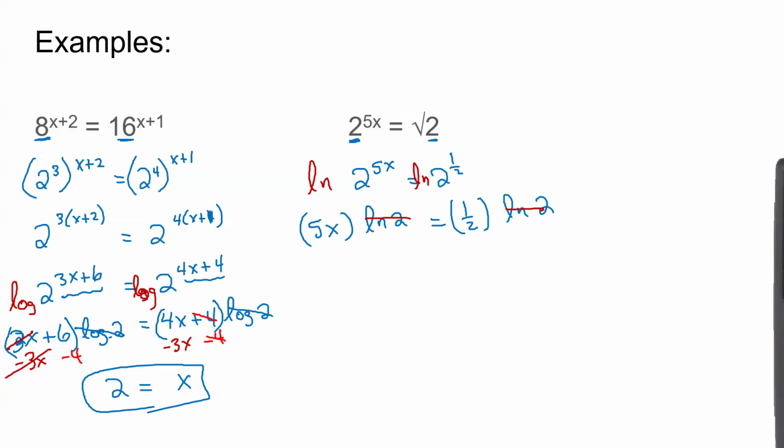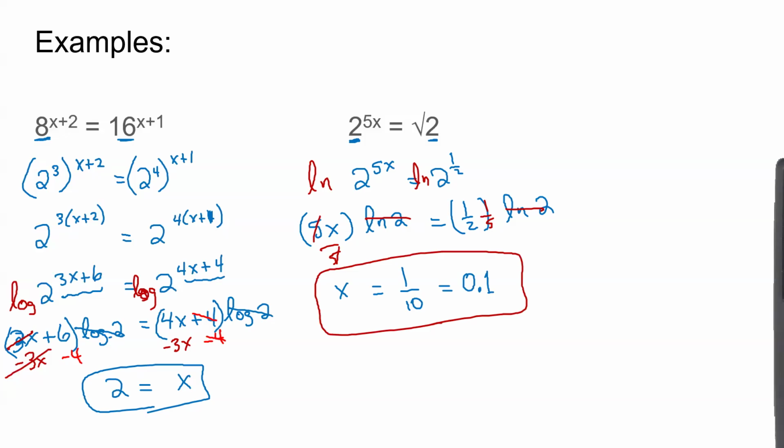And I could divide by 5 here. Cancel this one. That'll leave that x sitting there all by its lonesome self. And I'd have to divide by 5 over here. And I'll have 1 over 10. You could leave that as a fraction. You could write it as a decimal, 0.1, whatever seems better. But that one's not too hard either. Once you've got those rules of exponents, rules of logarithms, and regular good old algebra, you can work to find a solution.